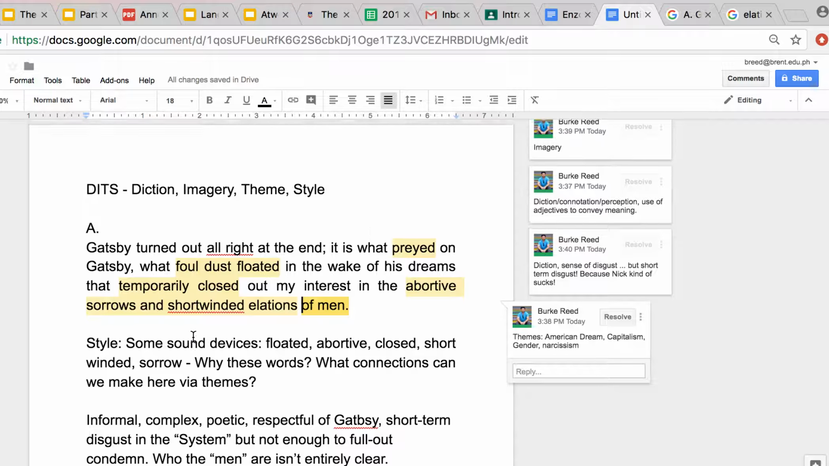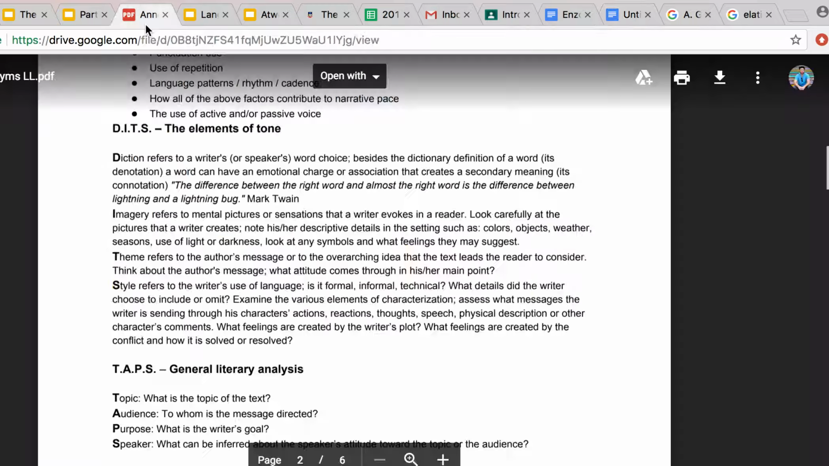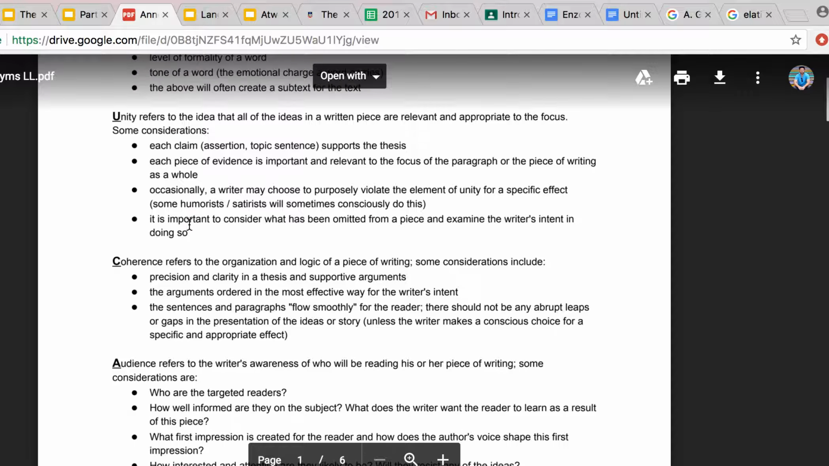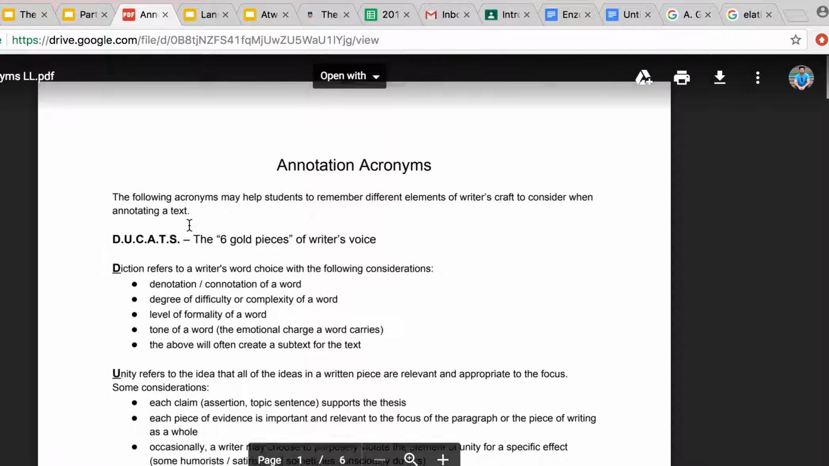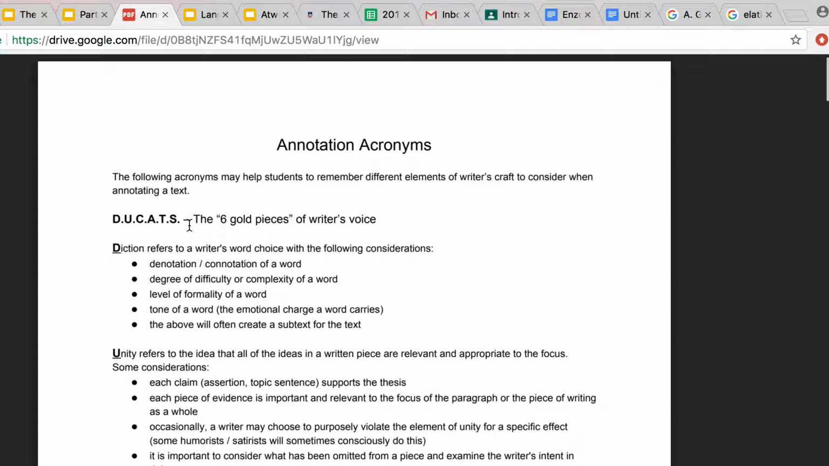Hopefully this is helpful. If you have any other questions, please let me know. And make sure that you do check out these slides here, this PDF here, because there are a lot of really good and resourceful ways to annotate. It's not just using your highlighters. There's so many different ways you could go about doing this.